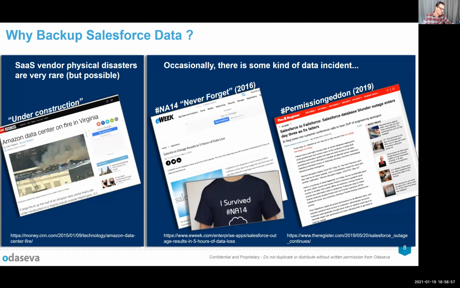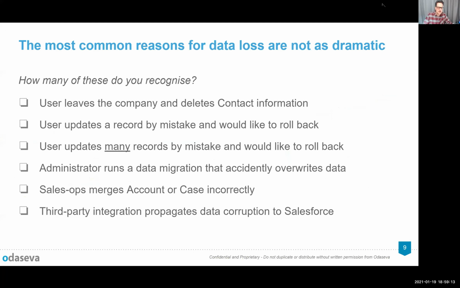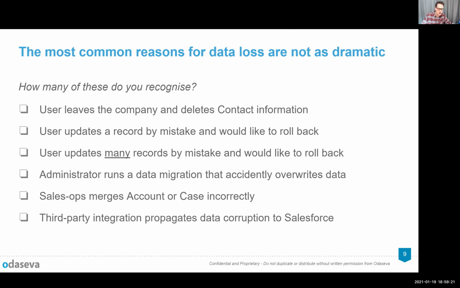The real common situations are much more mundane. See if you recognize any of these. It's really much more run-of-the-mill when it comes to having a backup saving you day to day. So a user leaving a company and perhaps being slightly upset and deleting some data, or if there's been an accident and somebody's updated a number of records, not just one record. The real trouble comes when somebody mass updates some information incorrectly. If you have a backup, then at least you've got a chance of repairing that damage.